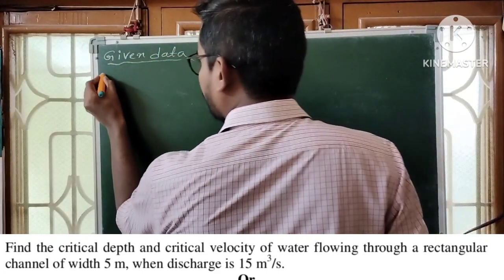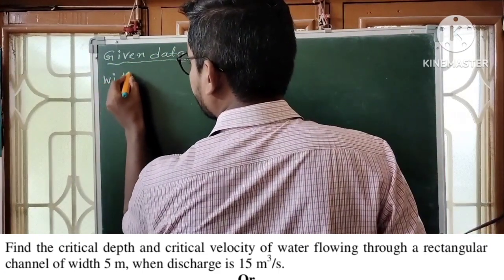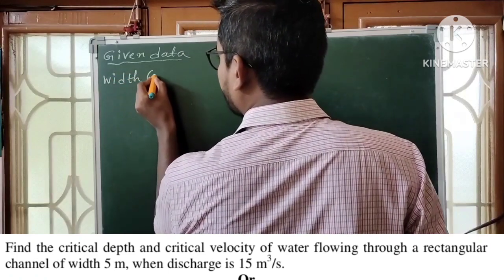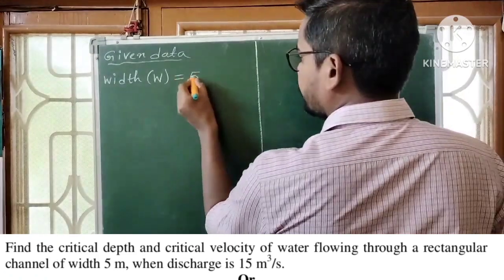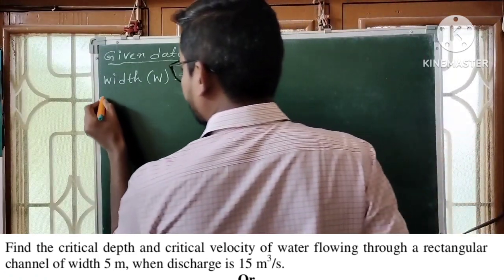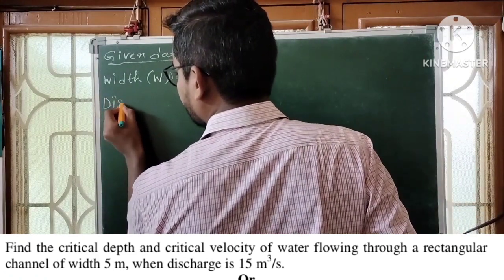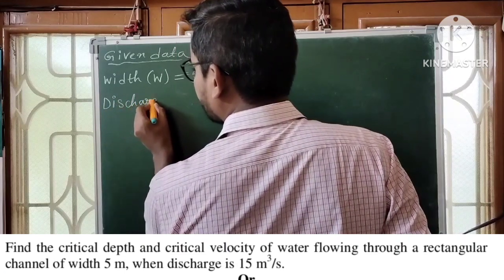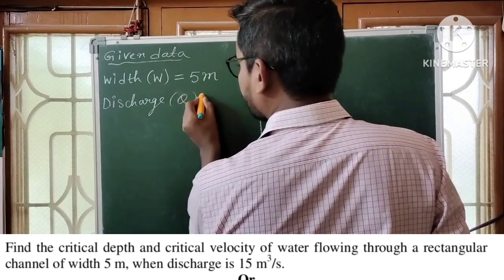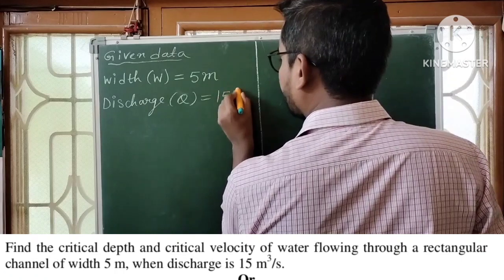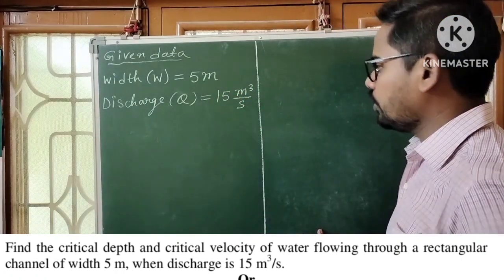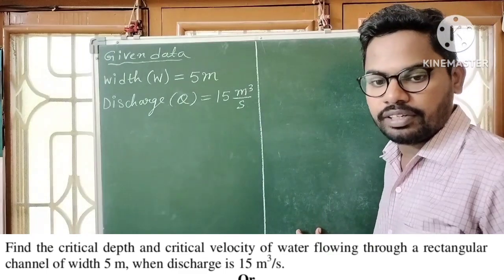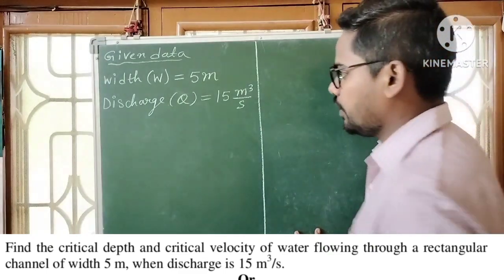Here given width of rectangular channel. So width of rectangular channel W is equal to given 5 meters, and also given discharge. So discharge Q is equal to 15 meter cube per second. The SI unit of discharge is meter cube per second. Here we have to find critical depth.